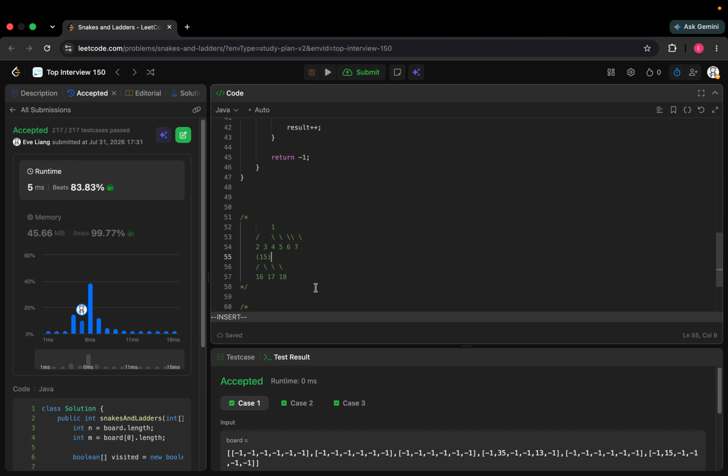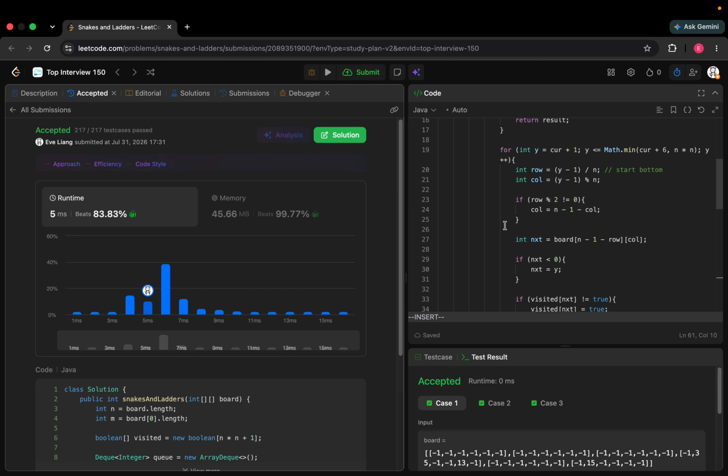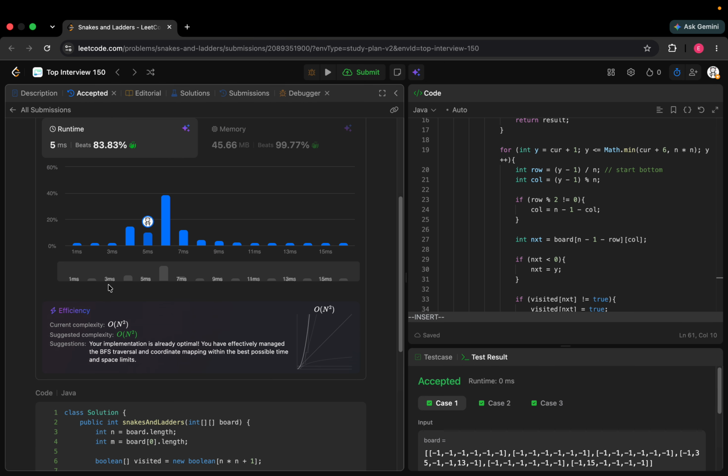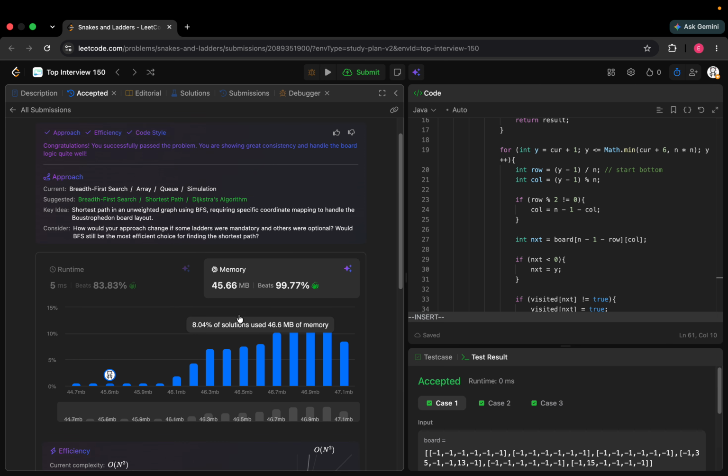And for the time complexity, this is n times m, because you have to check, and for the space also the same thing. You can check. Square, yeah. Same.